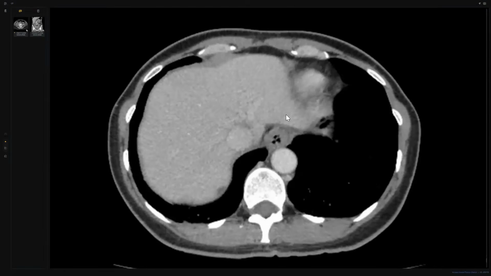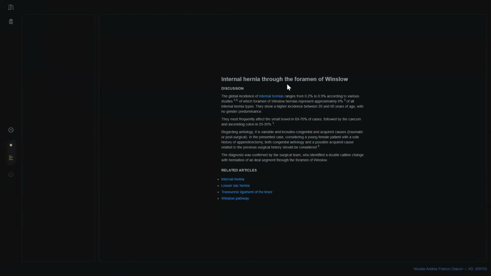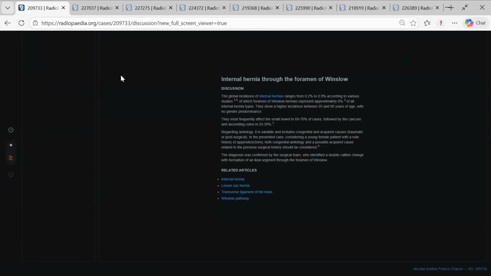The association between any surgery and internal hernia: when it is done laparoscopically. Internal hernia through foramen of Winslow or lesser sac, both diagnoses are correct names. The foramen of Winslow is the foramen connecting the lesser with the greater sac.